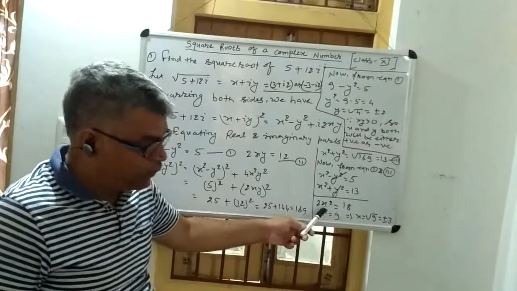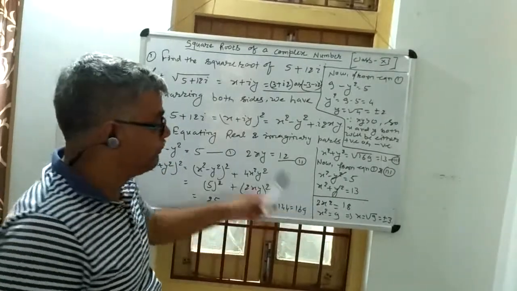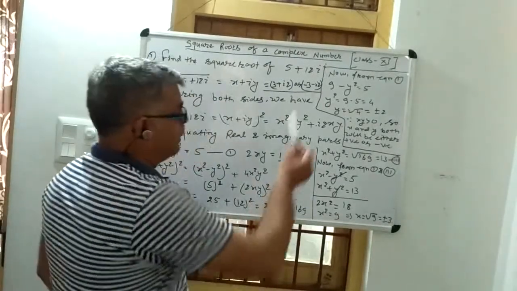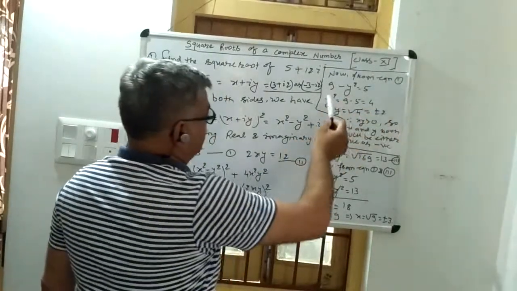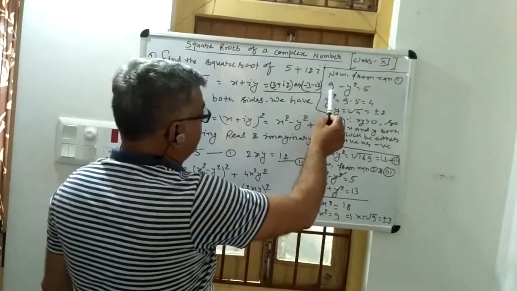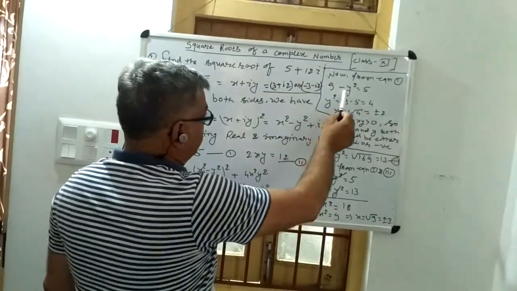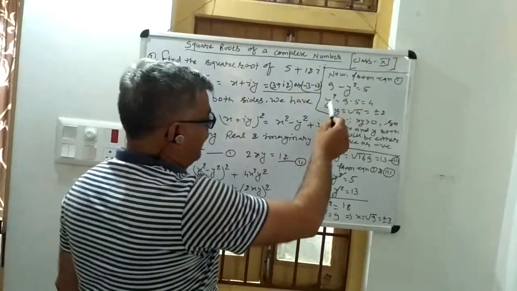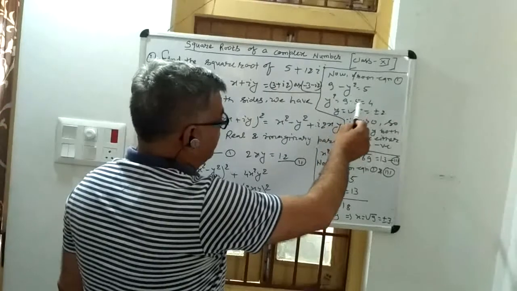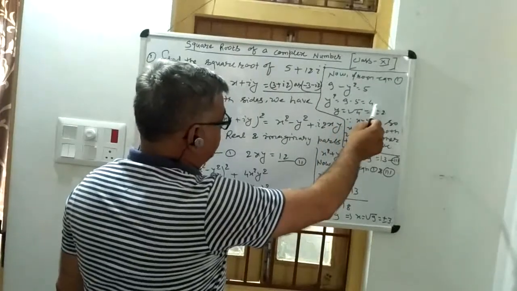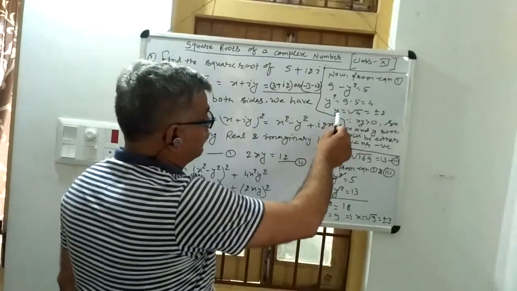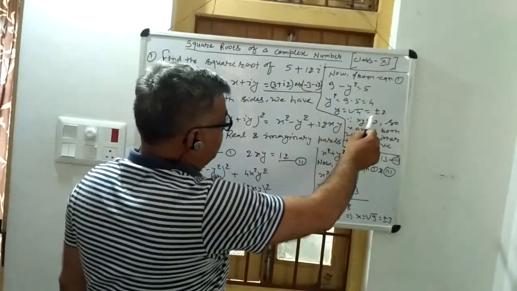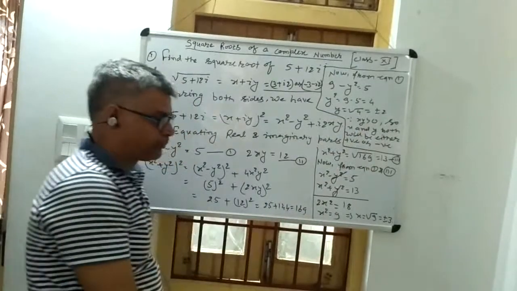Now putting this value of x square in equation 1, we will obtain the value of y. So from equation 1, we can write 9, which is the value of x square, minus y square equals 5. On solving this, we have y square equals 9 minus 5, that is equal to 4. So y equals the square root of 4, that is again plus or minus 2.